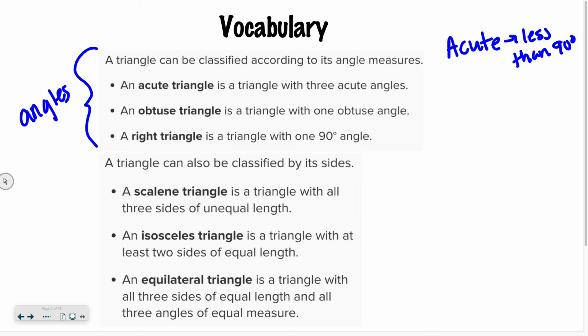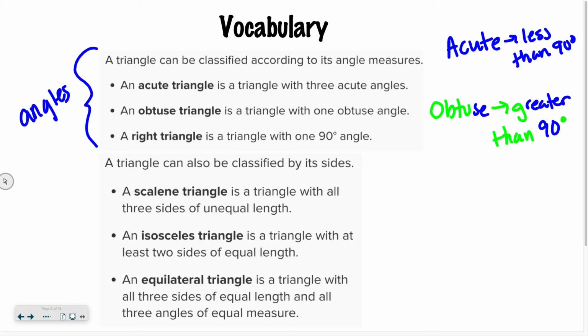An obtuse triangle is a triangle with one obtuse angle. So obtuse means greater than 90 degrees. Okay, and then a right triangle is a triangle with one 90-degree angle. Okay, so that's how you classify by using angles.